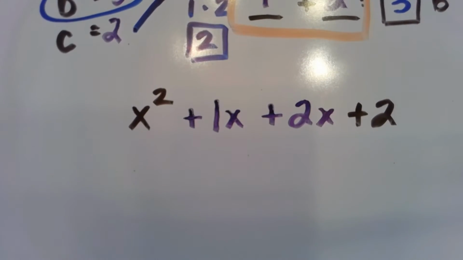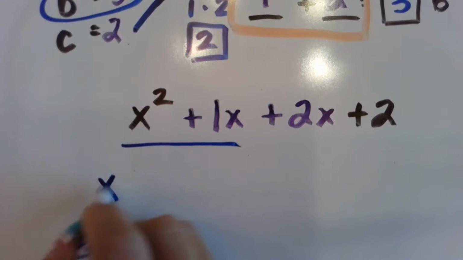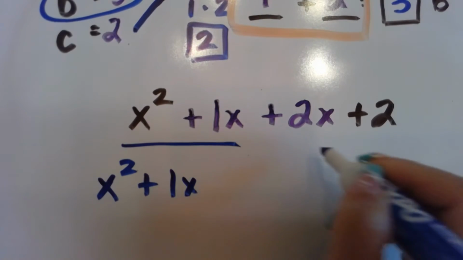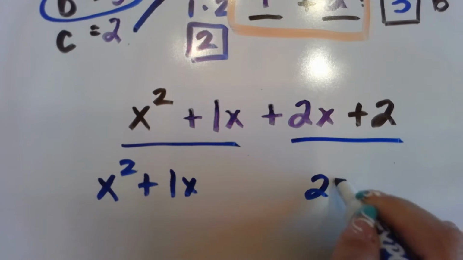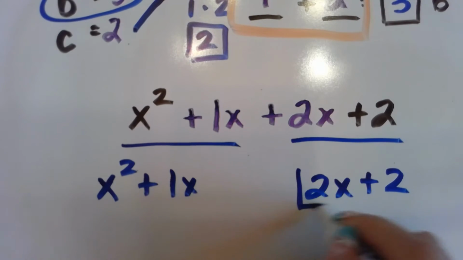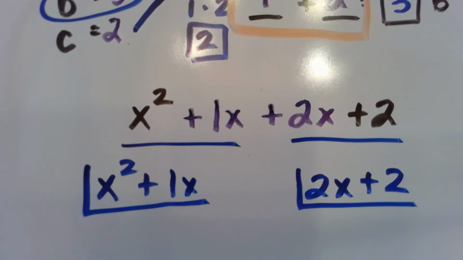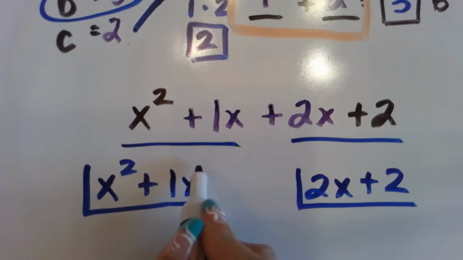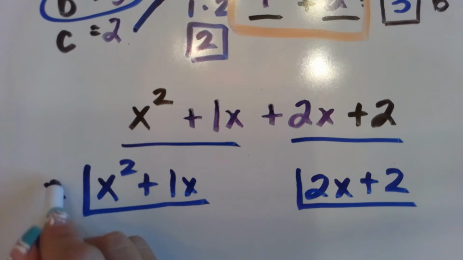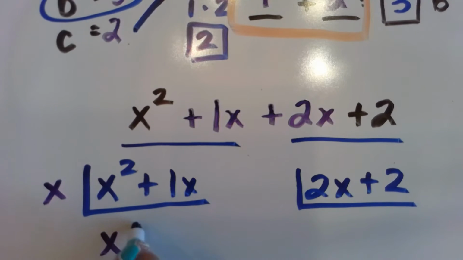So I'm going to take this piece right here and write x squared plus 1x, and then I'm going to take this piece right here and write it over here, 2x plus 2, and I'm going to draw my ladders in for each of them, and we're going to go ahead and start factoring like normal. So what do these two have in common? They both have an x, and I know this one's the one with the smallest exponent, so I'm going to pull out an x. So x squared divided by x is x, plus 1x divided by x is 1.